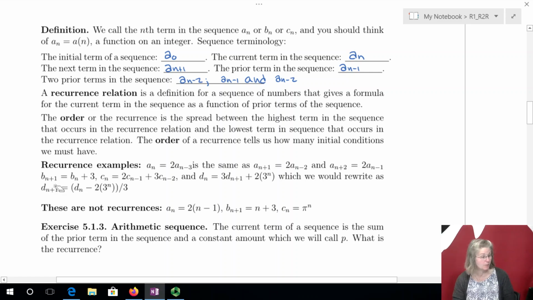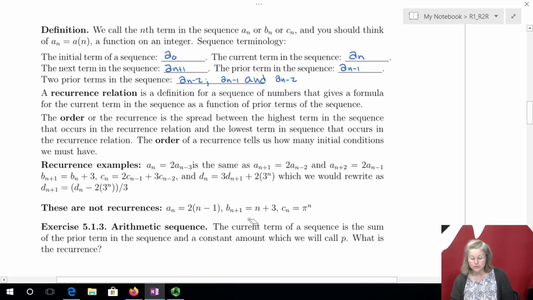Notice there would be a future term, and then that's the current term. c_n is 2 times c_(n-1) plus 3 c_(n-2), so we see two prior terms here. d_n is equal to 3 d_(n+1) plus 2 times 3 to the n. Now this might not look like a recurrence because the future term is here, but we would just solve this for d_(n+1), putting it in this form, so now we see a future term is in terms of a term that's in the past compared to that one.